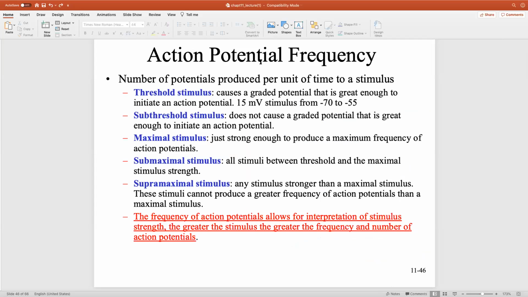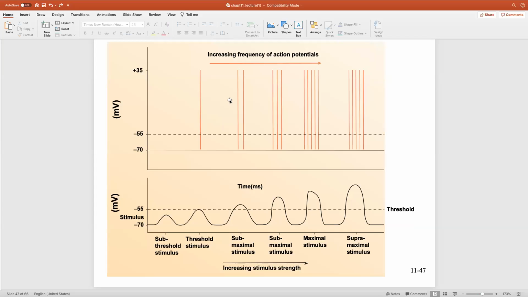The greater the frequency and the greater the number of action potentials, the greater the intensity, the greater the stimulus strength. So what do I mean by this? Just like I mentioned, I touch lukewarm water. That's just a threshold 15 millivolt stimulus. What happens? I have enough to hit threshold, so I have one action potential that's triggered. As I recover, you don't trigger any more.